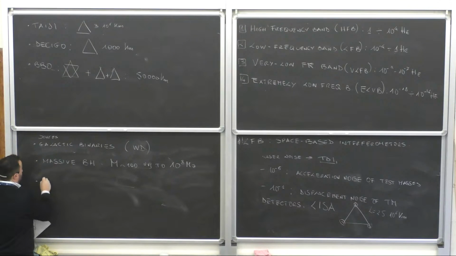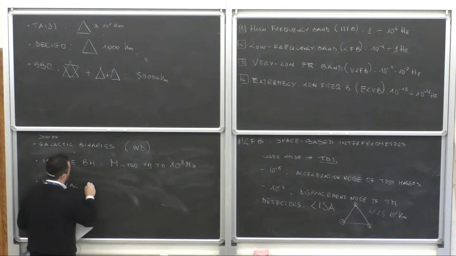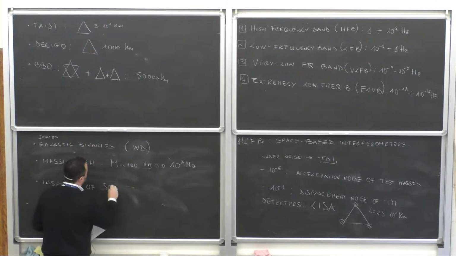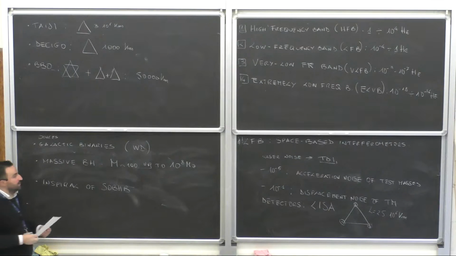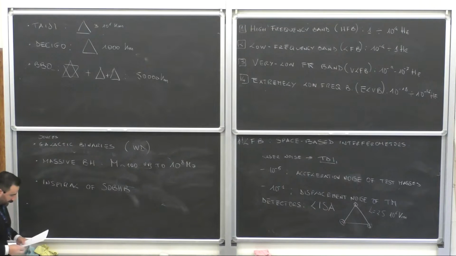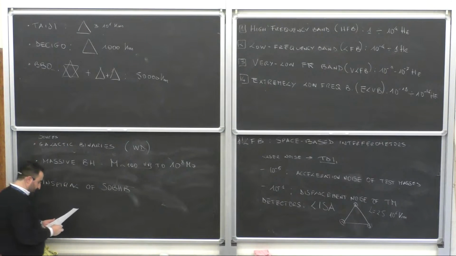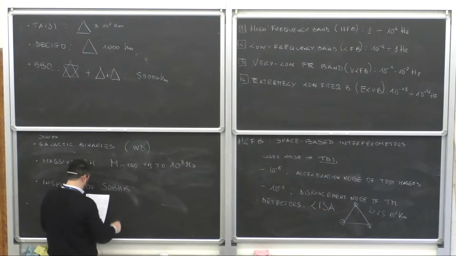Okay, so then you have the inspiral part of stellar origin black hole binaries. Okay, these are essentially the LIGO Virgo sources, some of them that in the inspiral phase will show up in the LISA frequency band. Okay, so these are solar mass black holes.